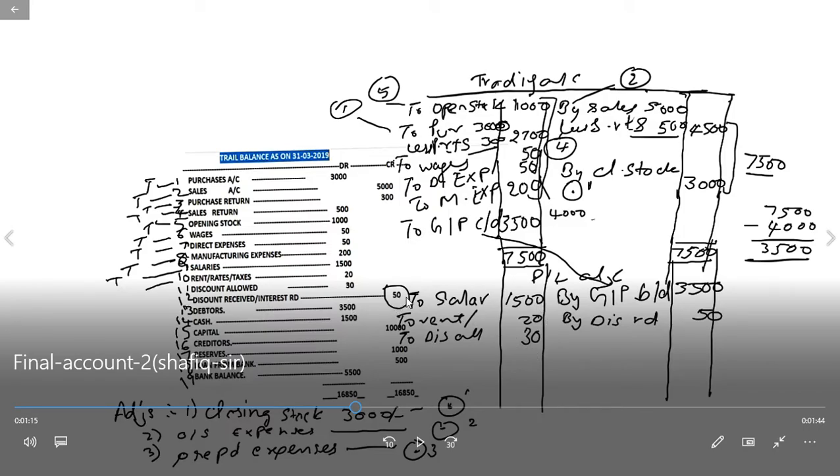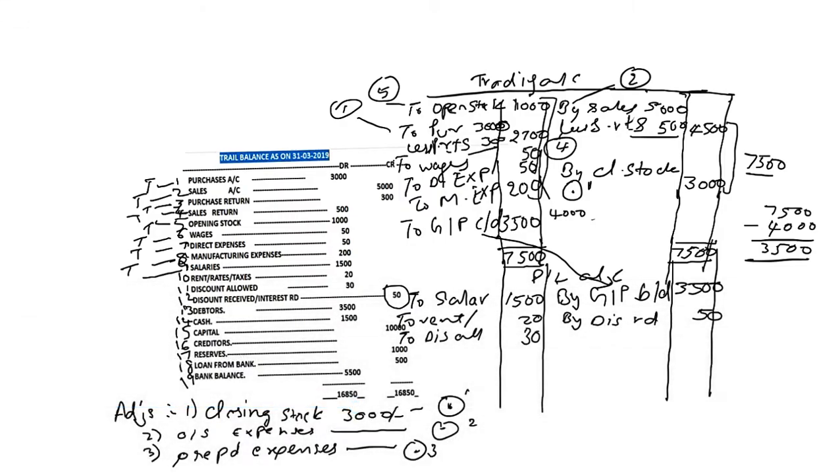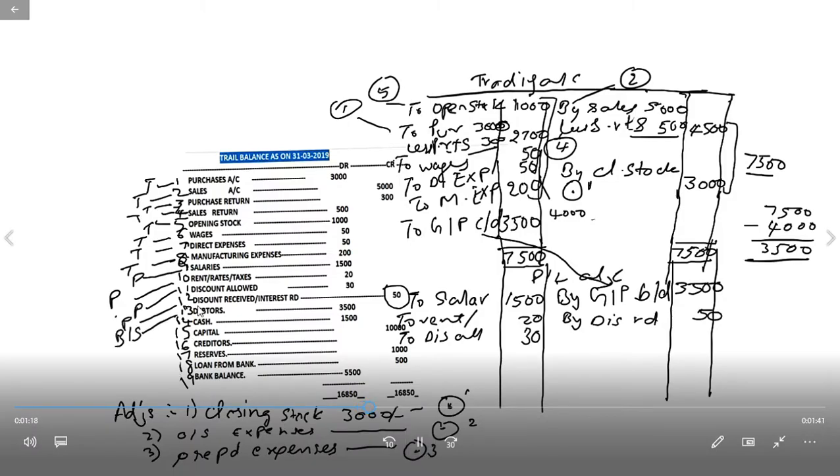But one thing you can see here, discount received, it is a credit balance, so it is transferred on the credit side of the profit and loss account. My dear students, it's very easy. Only expenses which are in debit, just write on the debit side of profit and loss. Income, write it on the credit side. Balance sheet items, that is assets and liabilities, don't write here. So what are the assets and liabilities left out? Cash, debtors, capital, creditors, reserves, loan and bank balance.